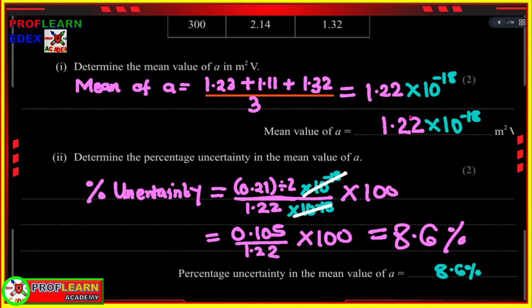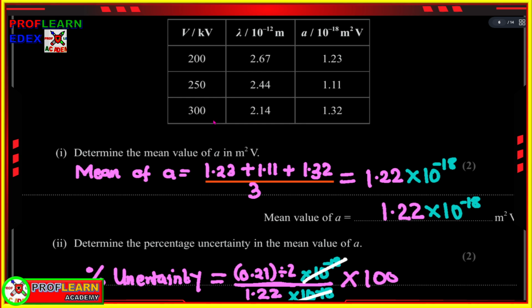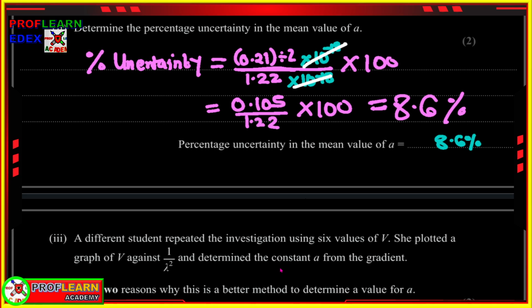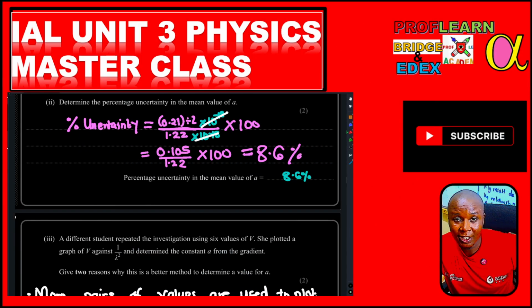I got my mean as 1.22 times 10 raised to the power negative 18, and for the uncertainty, what I did, I subtracted 1.32 and 1.11 so that I can get the range, and that value I got as 0.21. I divided by 2 because 0.21 is the range. I divided it by 2 so that I get the uncertainty. So if you work out the uncertainty, you'll get the value equivalent to 8.6% as our uncertainty.